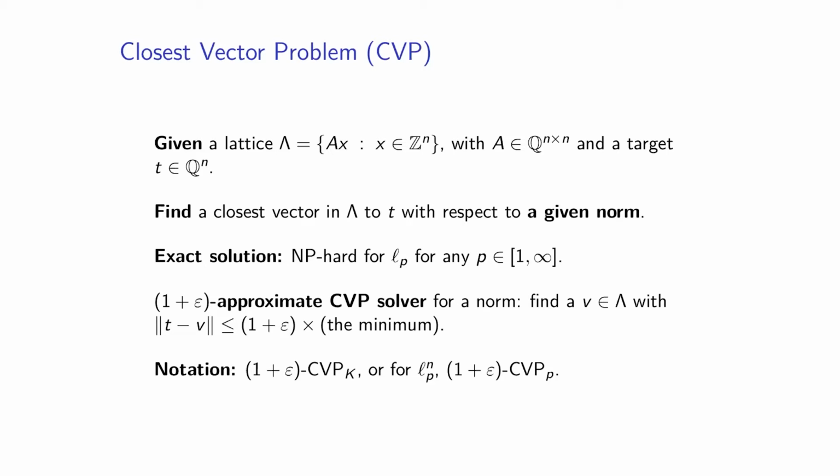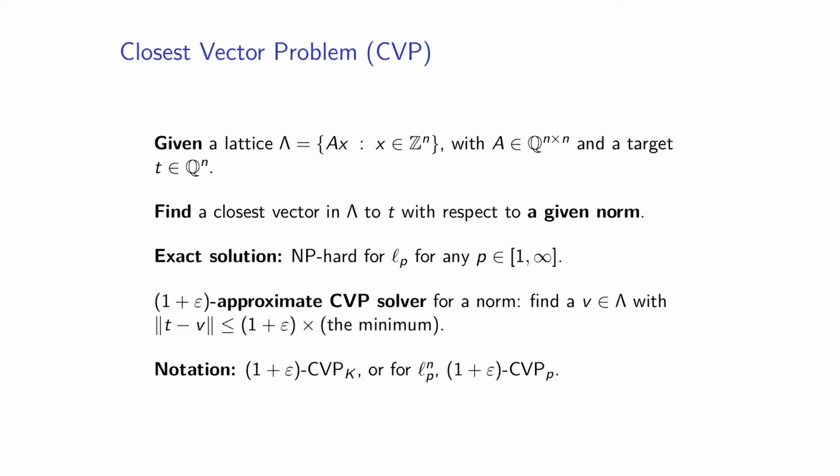So it makes sense to look for approximate solutions. What I'm going to be talking about today is approximate CVP solvers. Solver just means an algorithm. So what's the task now? Instead of trying to find the closest lattice vector to t, I'm just going to try to find a vector which is almost as close as the minimum. So there is this 1 plus epsilon multiplicative error term that is allowed. And we call this problem the 1 plus epsilon closest vector problem.